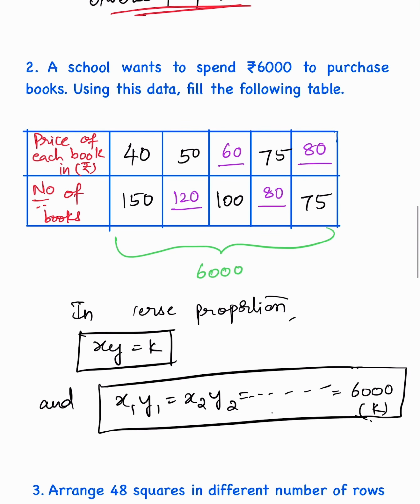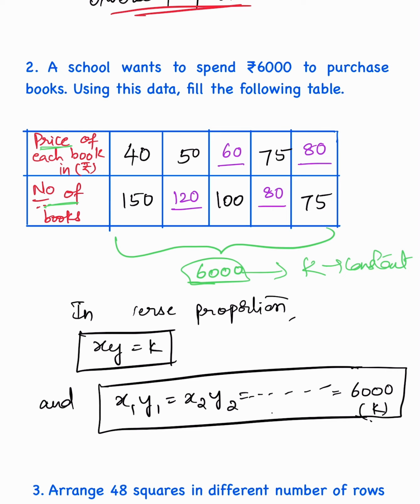Next, a school wants to spend 6,000 rupees to purchase books. Using this data, fill the following table. So one thing is clear here: the school wants to spend only 6,000. So depending on change of price of each book, we have to purchase that many number of books, because this 6,000 is constant here. So that means these are in inverse proportion.